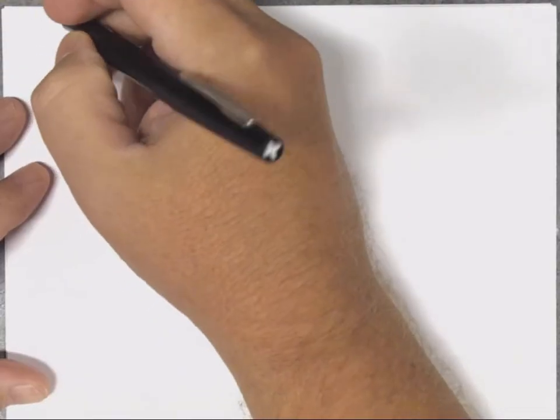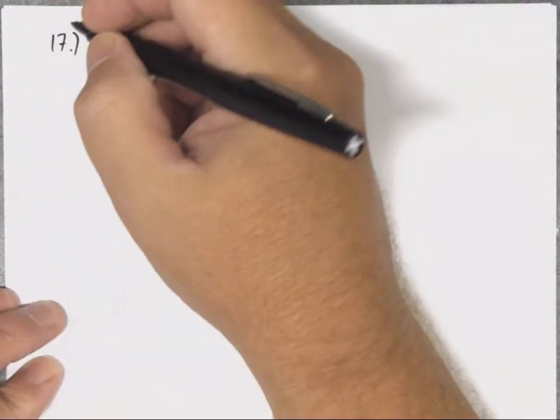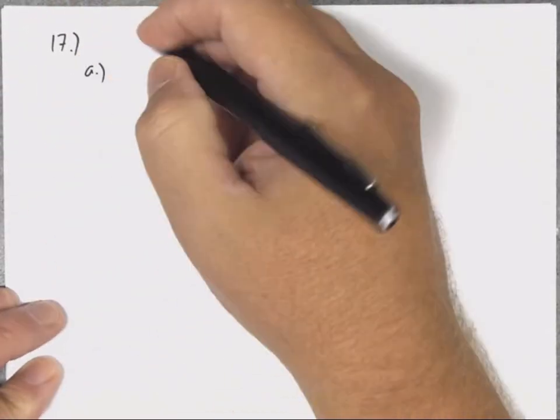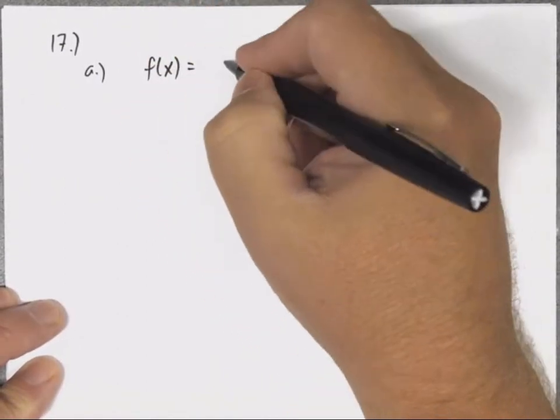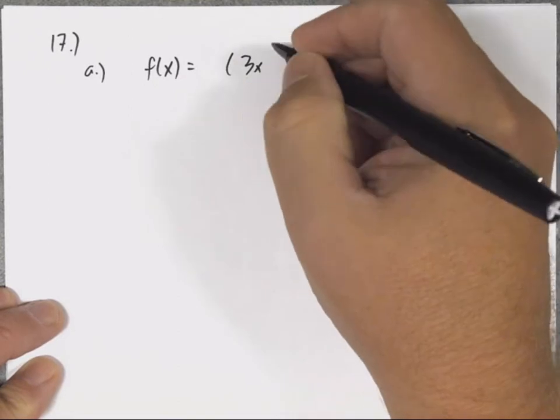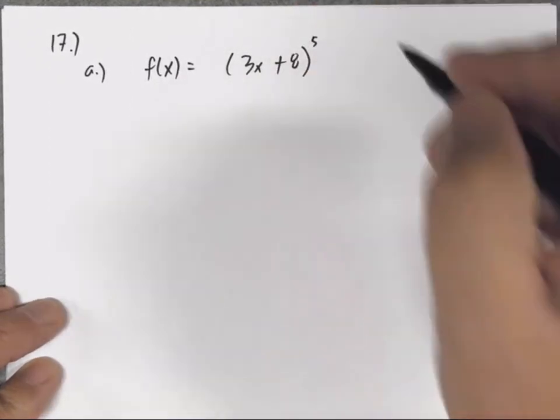Okay, now I'm going to work, actually from the review, it's problem 17. These are some functions that we're going to try and take the derivative of using the chain rule. So A, the first one, f of x equals 3x plus 8 raised to the 5th power.